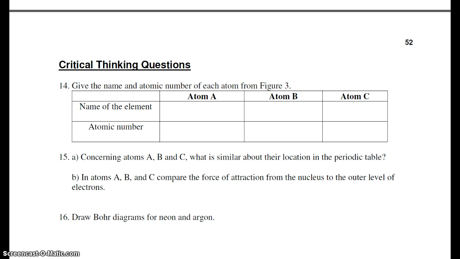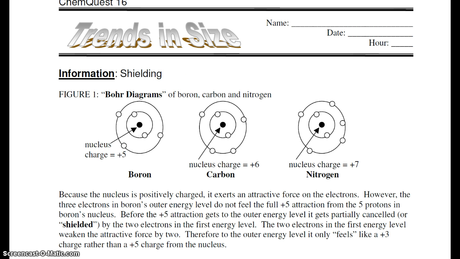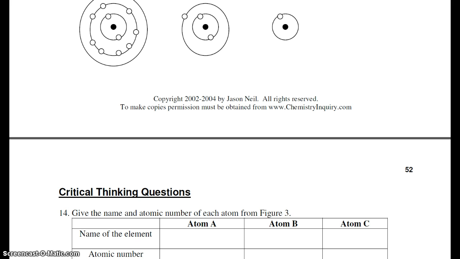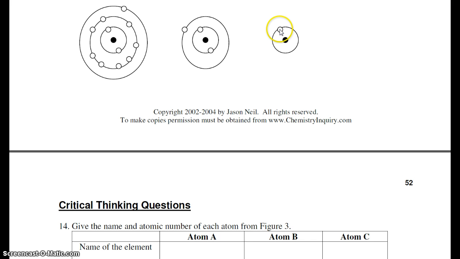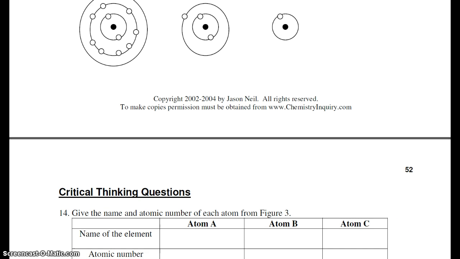In atoms A, B, and C, compare the force of attraction from the nucleus to the outer level of the electrons. And the force of attraction on all of them is +1. If you look on their outer energy level, there's 1 electron out here. So all these electrons shield the positive force, and this electron only feels a +1. These 2 electrons shield the positive force, and this receives a +1, and of course this does not have anything to shield it. So they all receive a +1.